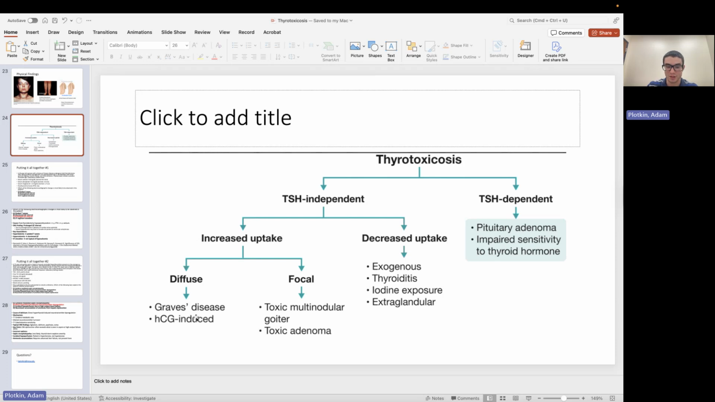If there's increased uptake, we can think about, is it diffuse? Is that Graves or HCG induced? Or is it focal? Is it toxic multinodular goiter? Or is it more like a single nodule, a toxic adenoma?